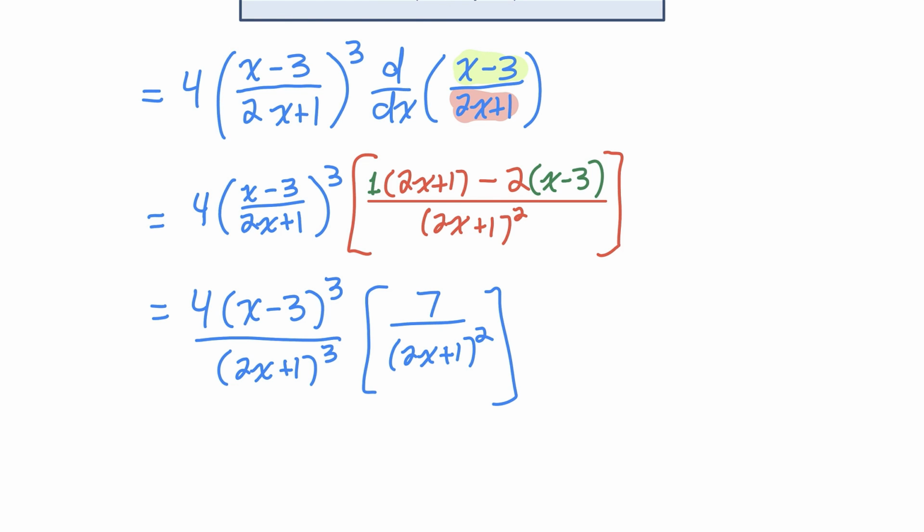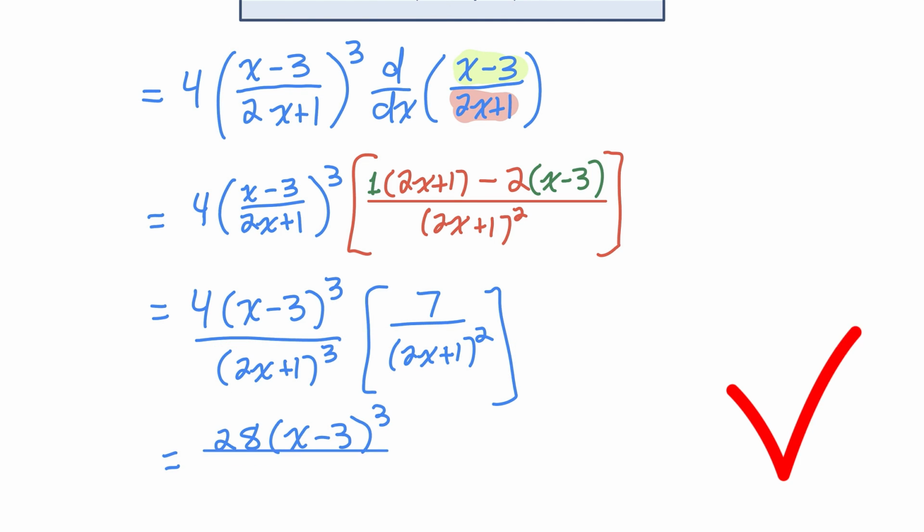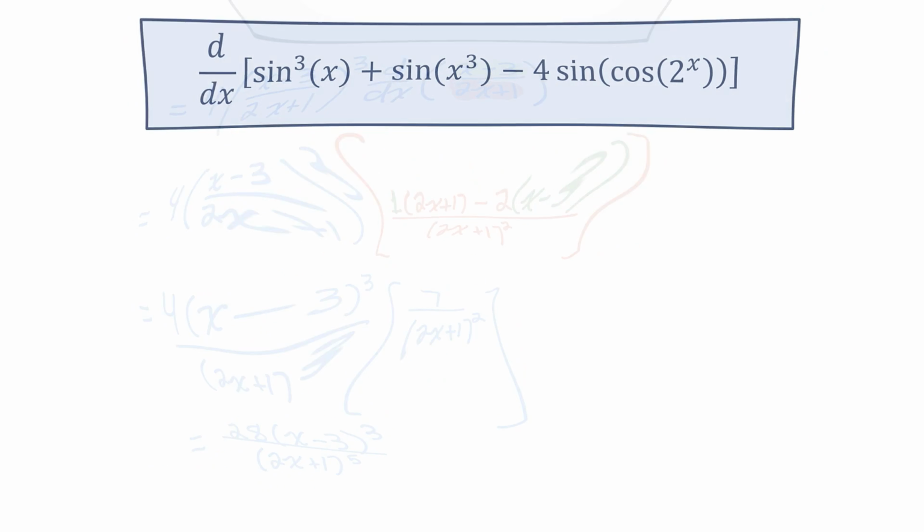Now let me multiply these fractions. When I multiply these numerators, I just get 28x minus 3 cubed. And when I multiply the denominators, I get 2x plus 1 to the power of 5. Derivative number 7.